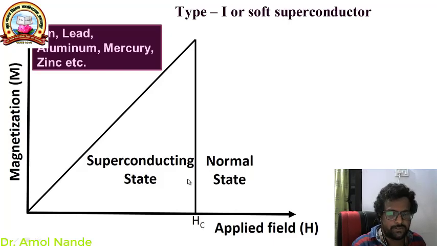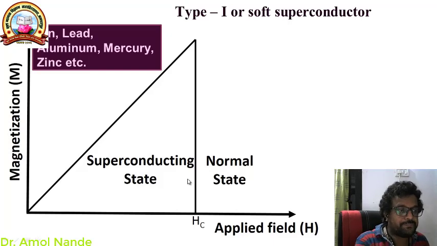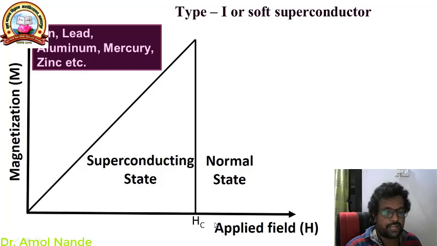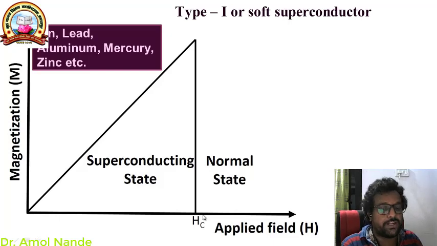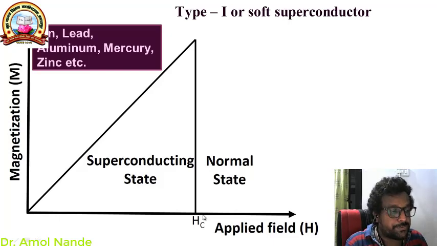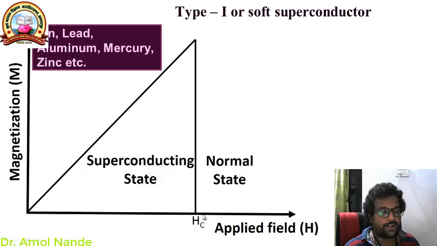If you keep going, still there is no way the magnetic lines can pass through the specimen. But as soon as you reach the critical value, the material jumps to the normal state, and the magnetic lines of flux start passing through it. That means the superconducting property dies. Okay, so this is the basic schematic of the soft superconductor or type 1 superconductor.